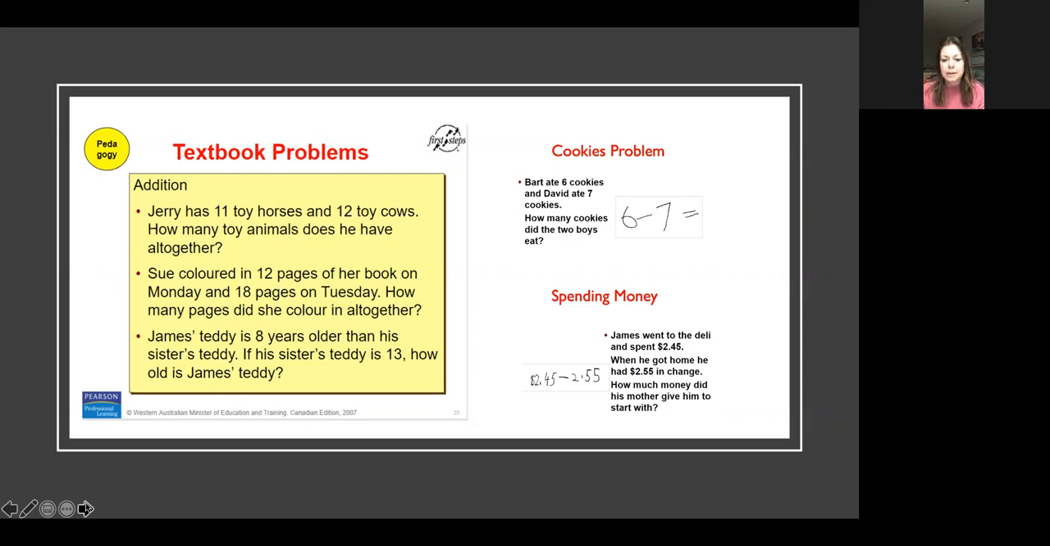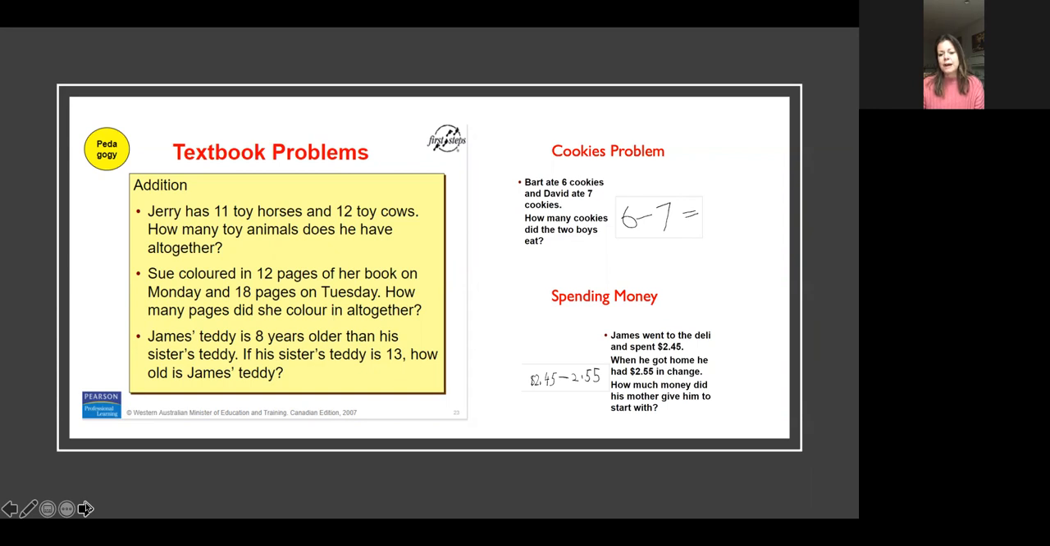But in this example, that doesn't work for the context of the problem. And same with the problem below. James went to the deli and spent $2.45. When he got home, he had $2.55 in change. How much money did his mother give him to start with? And he chose subtraction because of that word spent. And we've actually had published resources that teach cue words that help students, whether it's helping or not, help students to decide what operation to use.